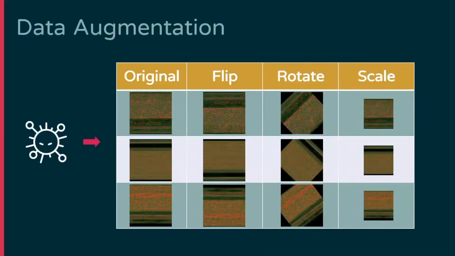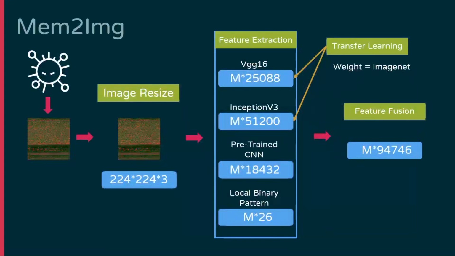We use data augmentation technique to generate more data for training. We flip the image, random rotate, and random scale the image. The data amount may be 4 times the original data after augmentation. Here is the first part of the Mem2Img framework.